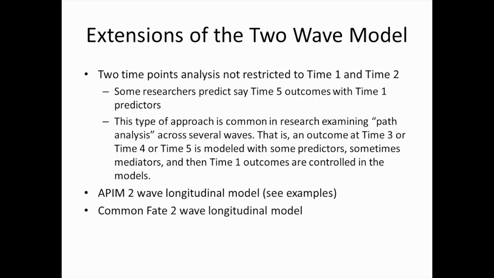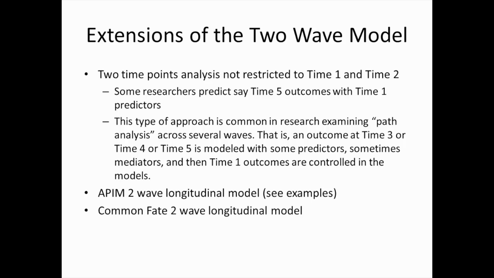Okay, so some people extend a two-wave model beyond 2 time points by saying predicting time 5 with time 1 predictors, or predicting using an outcome at time 3 or 4 or 5 with something from time 1. Sometimes independent variables are associated with dependent variables differently depending on the amount of time that has passed. And so sometimes people might use 2 time points in a different way.